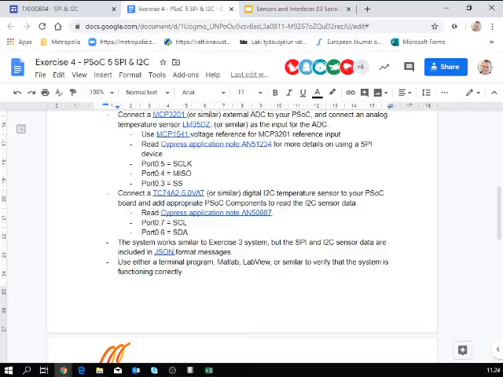That's the voltage reference. Read some notes on how to use SPI. I hope this note actually is the correct one. Make sure that it's the note for PSOC 5. And then port 05 is serial clock, port 04 is MISO, port 03 is chip select or slave select. You don't need MOSI, master out slave in, since that A to D converter does not take any commands. It's just an input device for the processor.